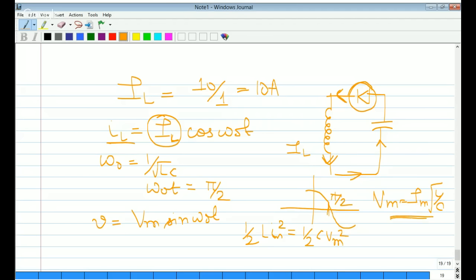So capacitor voltage will be this much, that is 10 under root. What is the capacitance? 10, sorry, inductance 10 to the power minus 3. Capacitance is 10 to the power minus 5. So it will come out to be 100 volt. So at 90-degree, capacitor voltage is 100 volt. After that, the diode turns off and it will remain off as it cannot conduct current in reverse direction. Okay. So its conduction will stop.